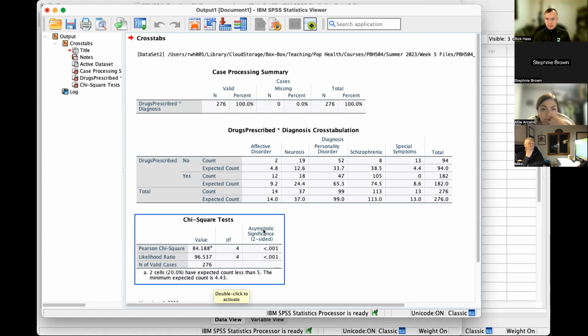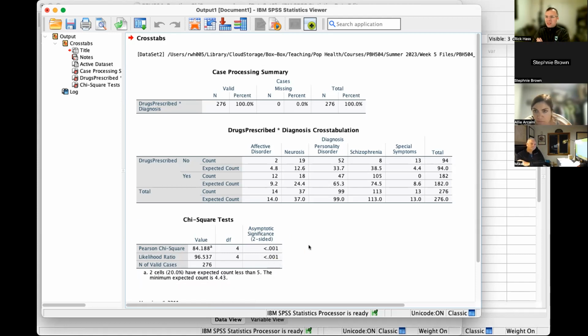For whatever reason, p is not labeled as p in SPSS. It's labeled as significance, or in this case, it says asymptotic significance, which is a technical term. But it's still a p-value. So again, just like before, we'll look at this number in the significance column. It's our p-value, and we'll compare that to alpha. So it's confusing because it looks a little bit different. And now it says asymptotic significance, which I'm not going to explain.